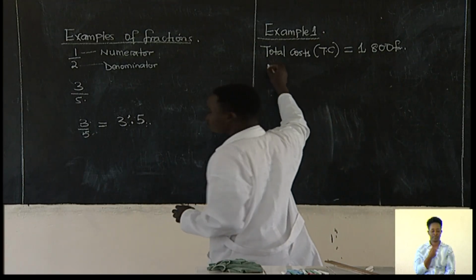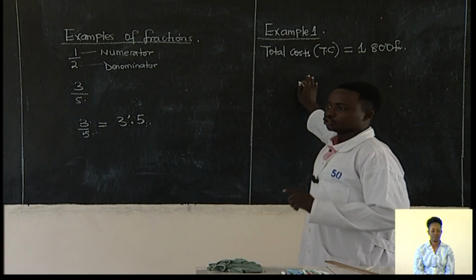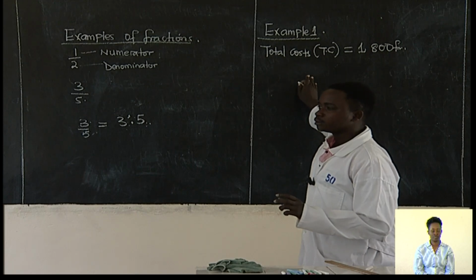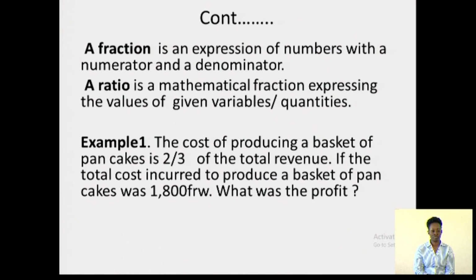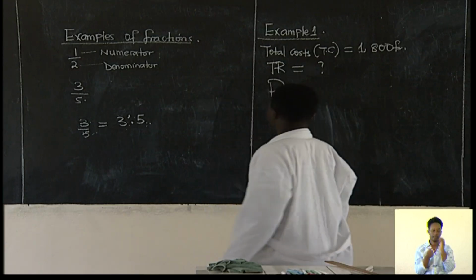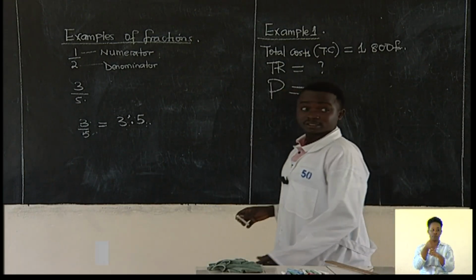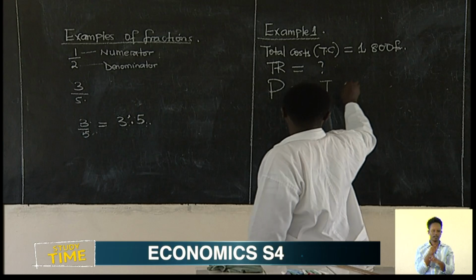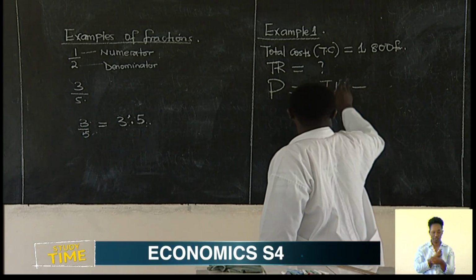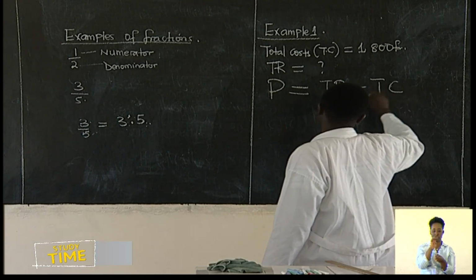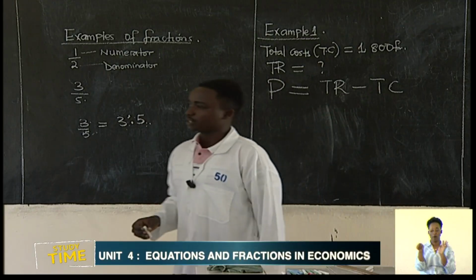Now if you have to calculate total revenue, we have total cost here, but we have not been given the total revenue. That is what we want. And they are asking us to get the profit. So how do you get the profit? To get it, you must get the total revenue, then you subtract the total costs of production.